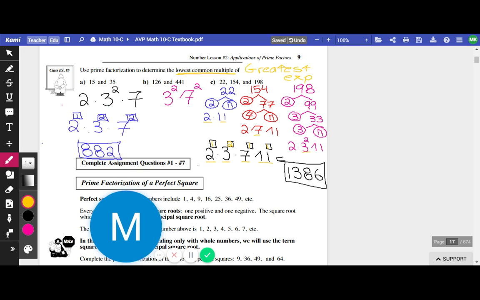And then I chose the highest exponent, greatest exponent for lowest common multiple. The greatest exponent I ever saw on a 2 was a 1. The greatest exponent I ever saw on a 3 was a 2. The greatest exponent I ever saw on a 7 was a 1. And the greatest exponent I saw on an 11 was a 1. I then actually calculate that big thing I just created. Okay, so I put this in my calculator, and I get 1,386 is the lowest common multiple.